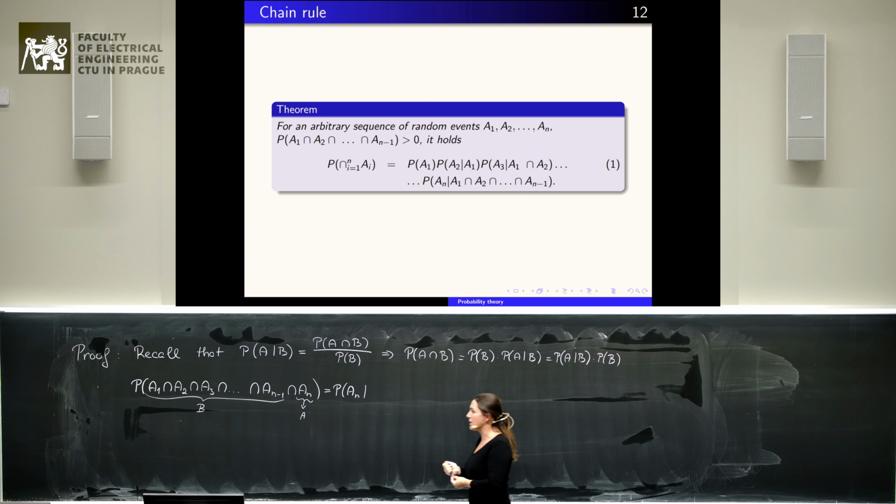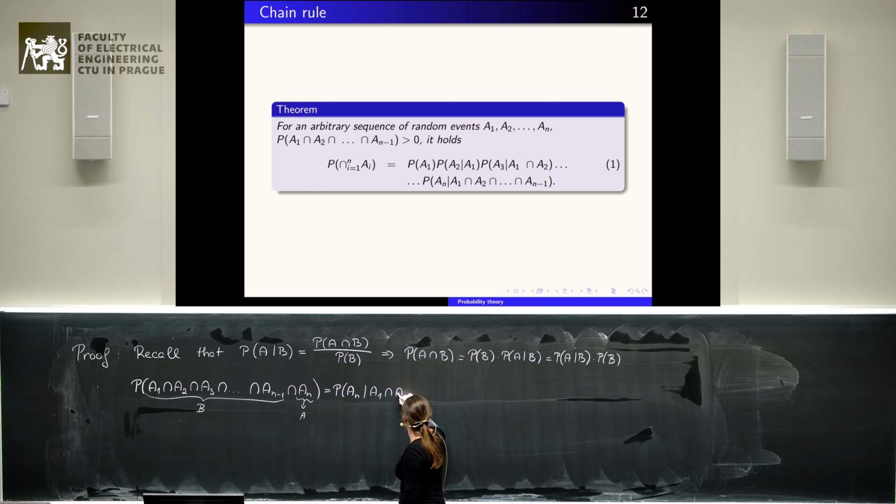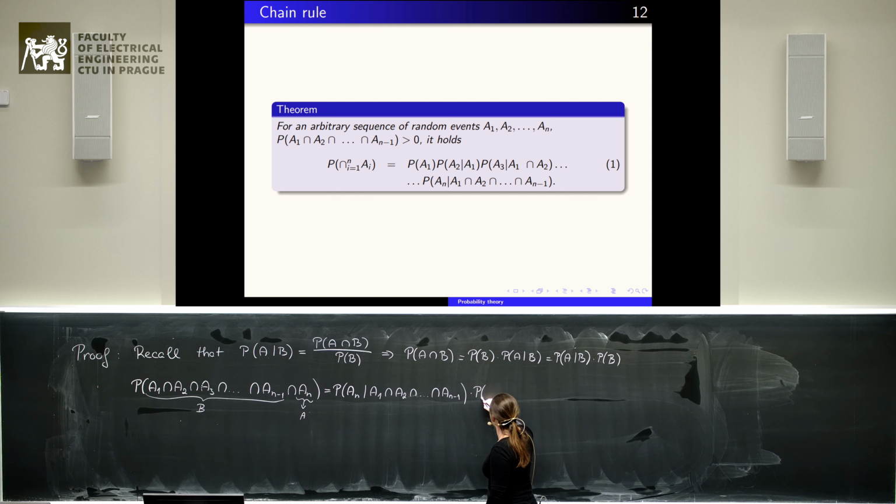In this form, but it is the same, of course. The probability of A_n conditionally on the intersection of all previous events times the probability of the event B, so it means the probability of the intersection of all the previous events.